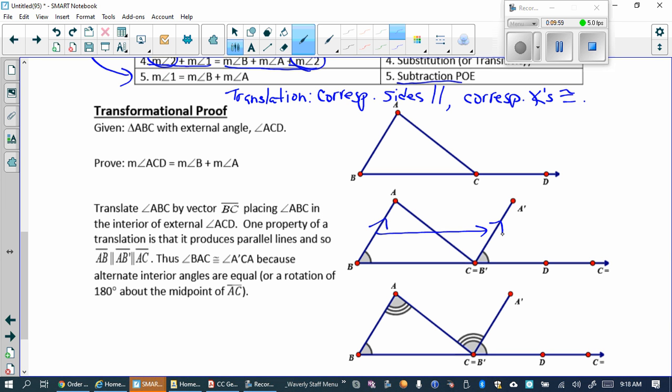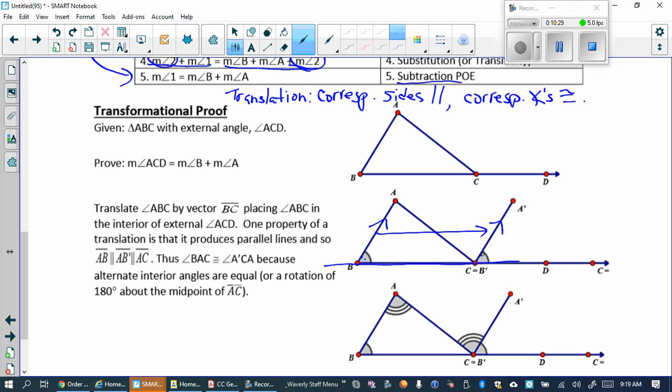Now, do you know anything about parallel lines cut by, say, a transversal here? Alternate interior. That's one of them. Alternate exterior, corresponding, consecutive interior, consecutive exterior. So look at these two angles. B and C are corresponding. They are B and, well, A prime C. These are corresponding angles and they're congruent, are they not?